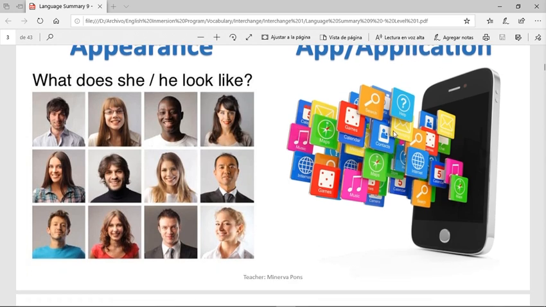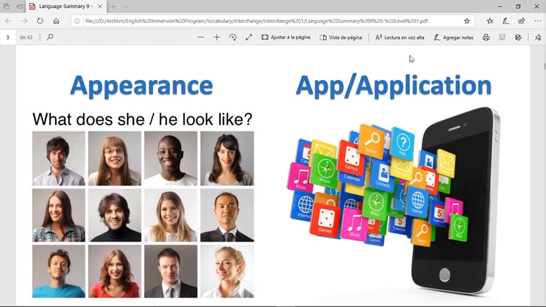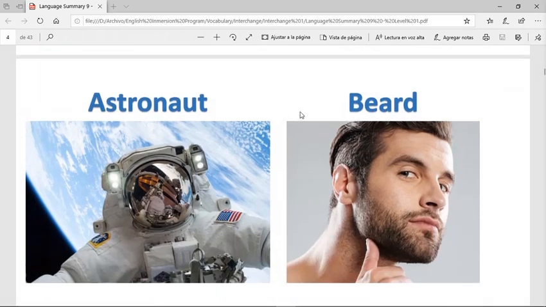Okay. App, or application. It's the software or computer program for your cell phone. An app or application. An astronaut. I think that you understand what an astronaut is. Beard. Beard is the facial hair that goes from this part of your face, basically, and it's usually on men.